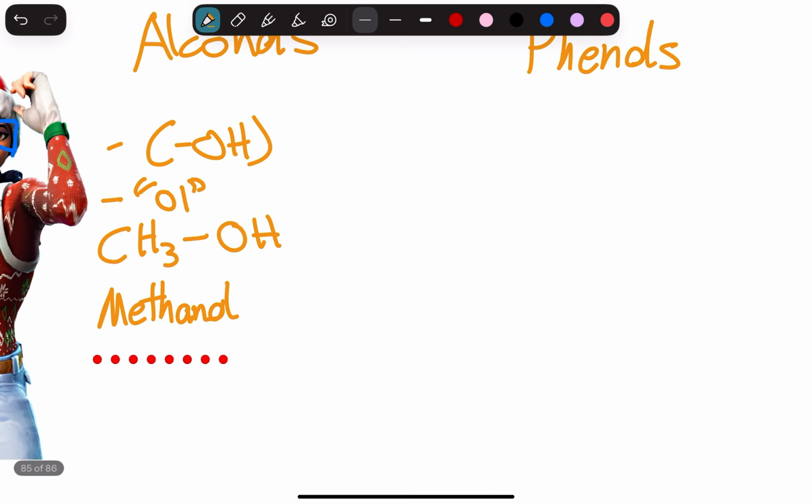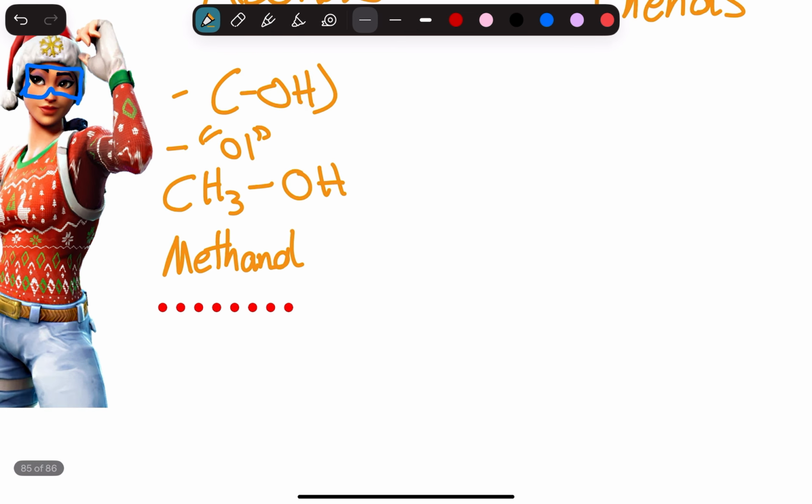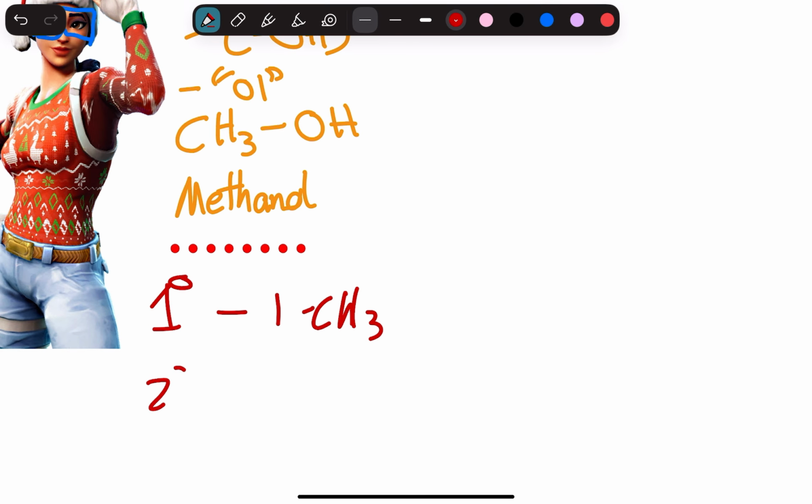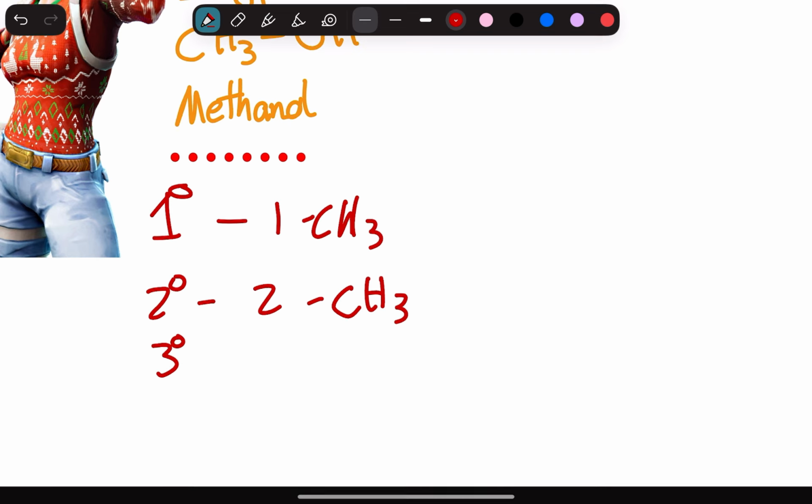So one more thing about alcohols is that there are 3 degrees of alcohol. A 1 degree alcohol would be attached to only 1 carbon group. A 2 degree would be attached to 2 carbon groups, and a 3 degree would be attached to 3 carbon groups. So we'll do an example of each.